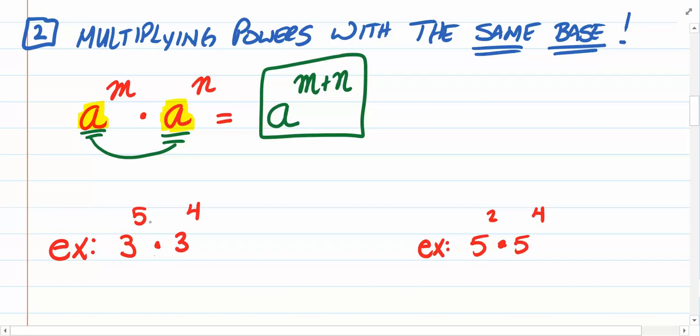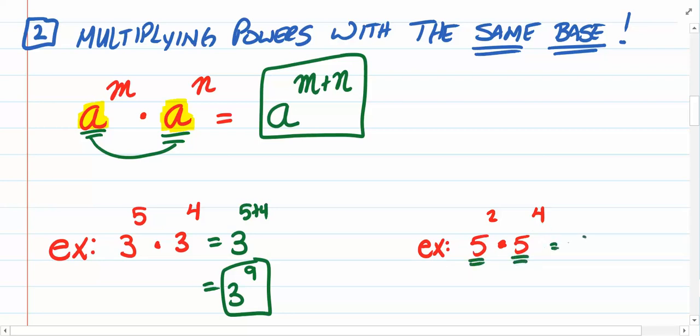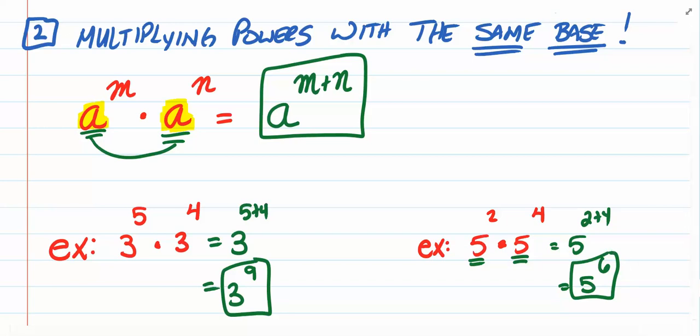As an example, 3 to the 5th times 3 to the 4th has to be 3 to the 5 plus 4, which of course gives me 3 to the 9th. That's the answer that we're looking for there. 5 squared times 5 to the 4th, well, as long as the bases are the same, I'm going to get 5 to the 2 plus 4, which gives me 5 to the 6th, and you can leave that there for this moment in time.